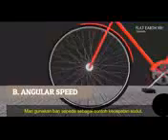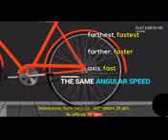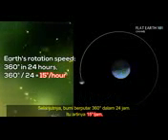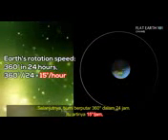Take a bicycle wheel as an example of angular speed. The farthest part from the axis, the tire, is moving faster than the axis, but actually it's the same angular speed. The farther from the axis, the faster it moves, but actually the same angular speed. Now, the Earth is rotating 360 degrees in 24 hours. It means 15 degrees per hour.